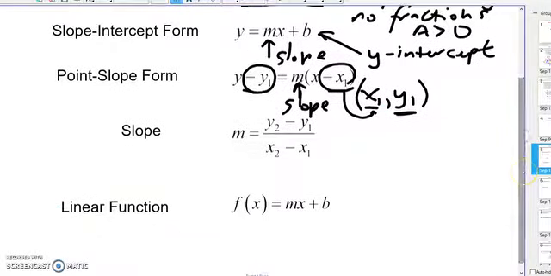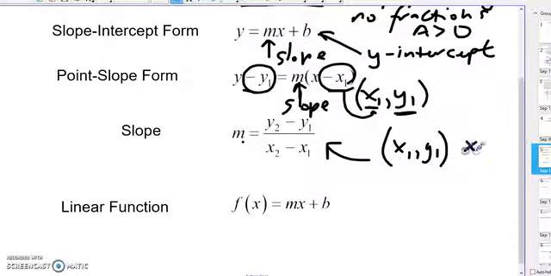Now this is another very useful equation. This allows us to calculate the slope given 2 points. So if we have an x1, y1, and an x2, y2, then we can use this equation to find the slope. And that helps us sometimes when that's the only way we can get that.